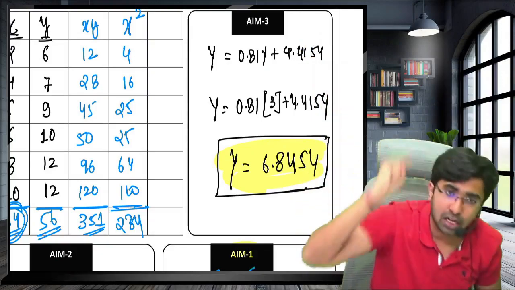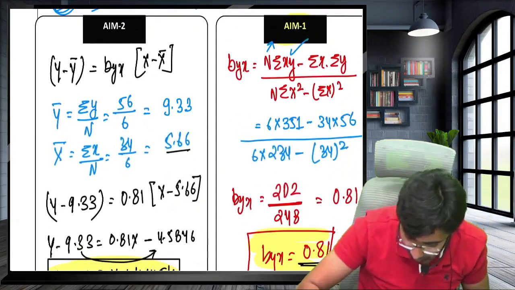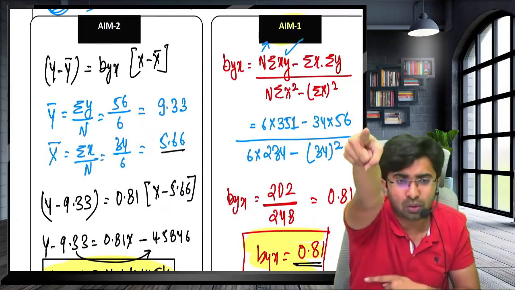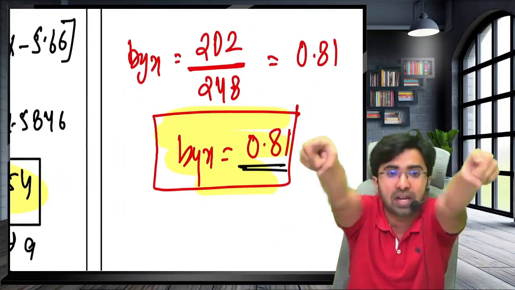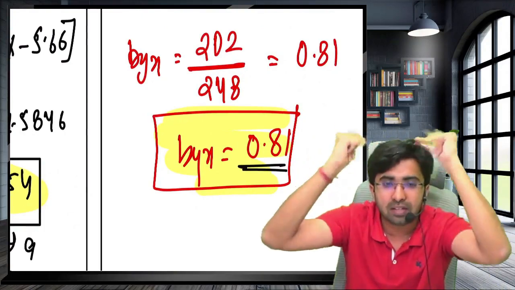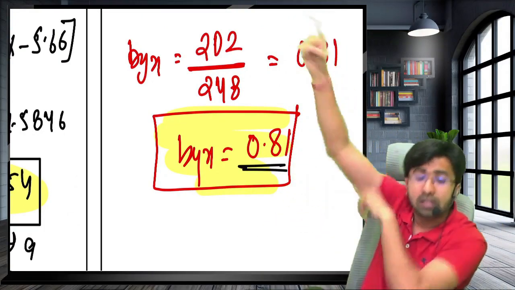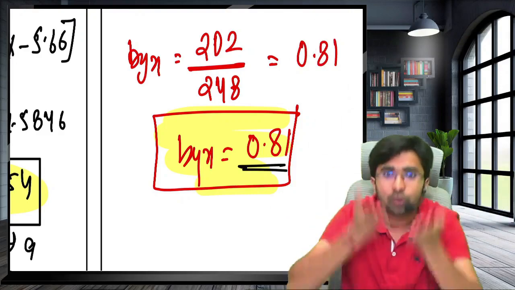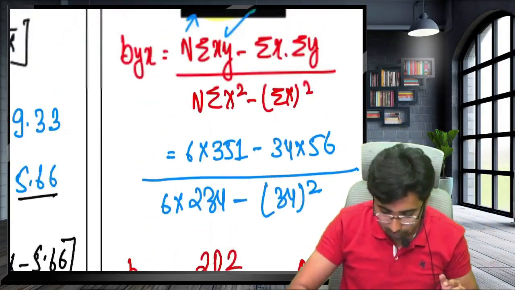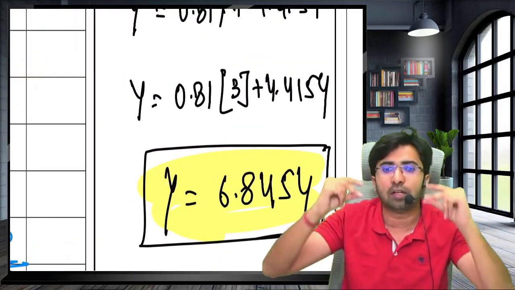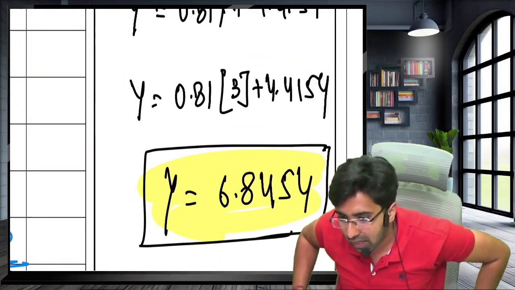Just tell me, can you achieve your aim number 3 without aim number 2? Can you achieve aim number 2 without establishing aim number 1? So guys, aim number 1, the regression coefficient, was a necessity to make the regression equation. Sir, once we have the equation, I will put the value of x and get the value of y. Sir, I can't understand aim number 2.